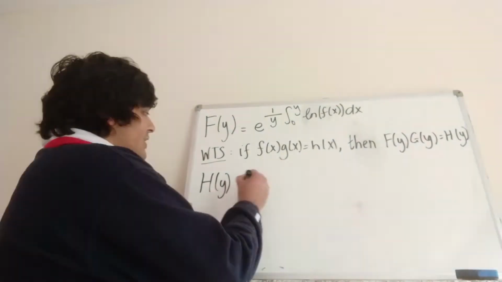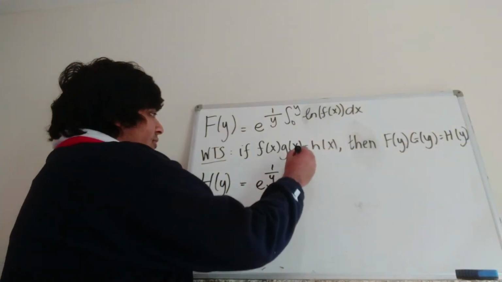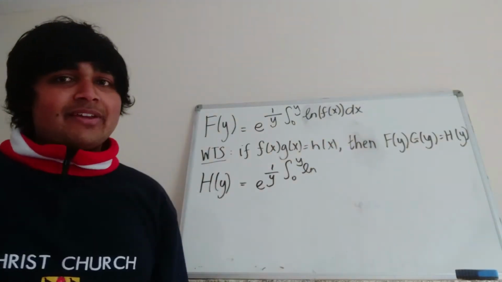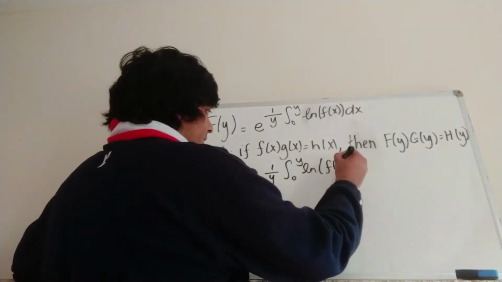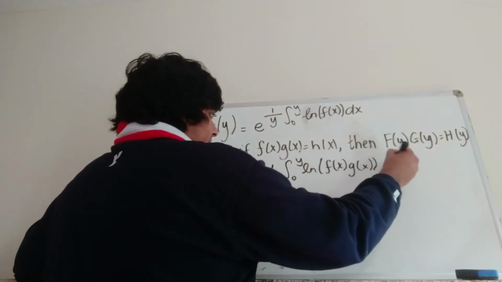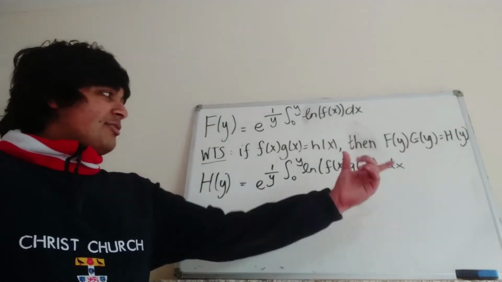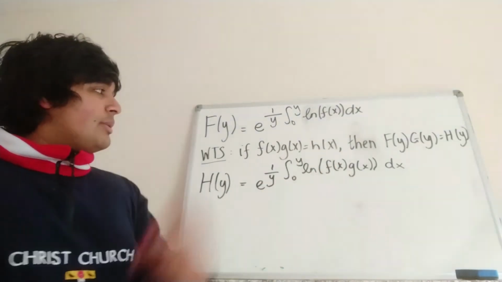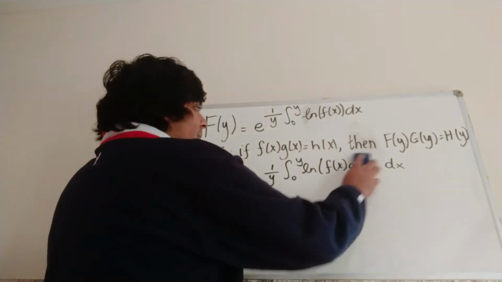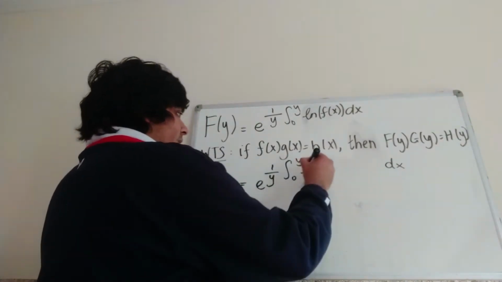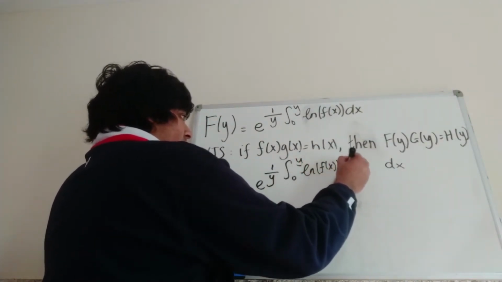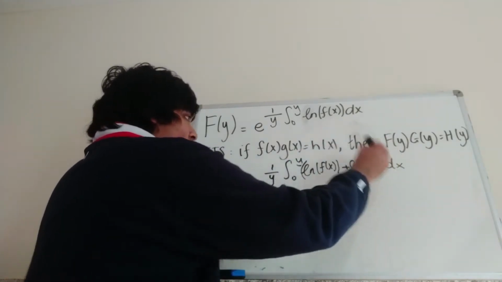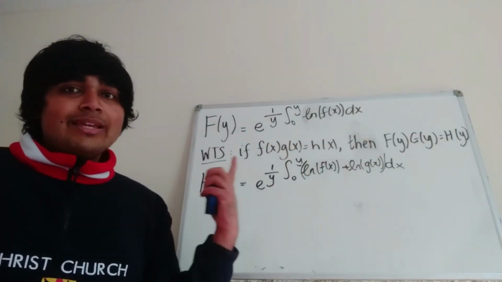This thing here, just using the definition, is e to the 1 over y times the integral from 0 to y of ln of h of x dx. But h of x is just the same as f of x times g of x. Okay, but we can use a pretty standard log trick that log of a times b is the same as log a plus log b. So you can write this thing here as just the natural log of f of x plus the natural log of g of x, like so. And then we can just write this as two integrals added together.